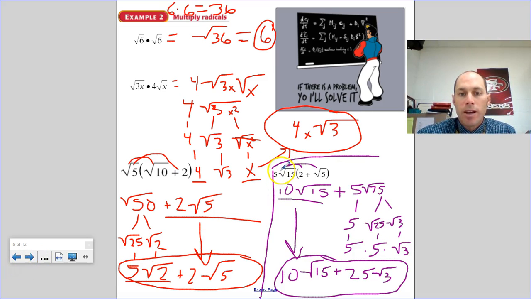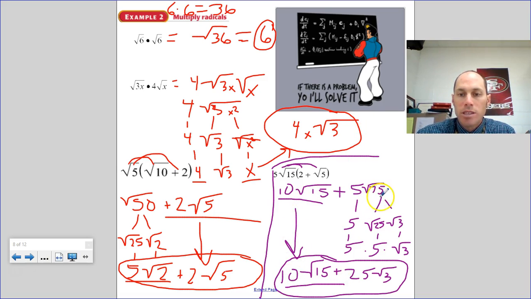All right, so I distributed 5 square root of 15 times 2. 5 times 2 is 10, and square root of 15. Then I distributed 5 square root of 15 times square root of 5. 5 times square root of 75, since 15 and 5 are both under the radicand. 10 times square root of 15. Square root of 15 I can only break into 5 times 3. Neither of those is perfect, so I can't break those down any further, so I'll leave that.